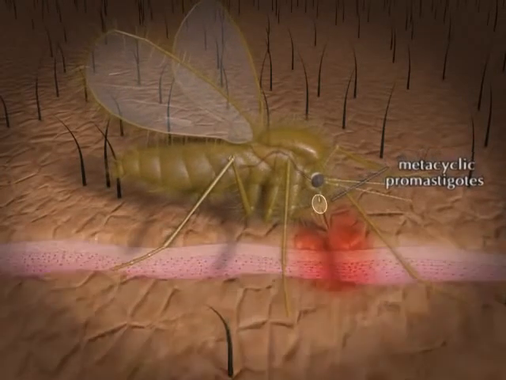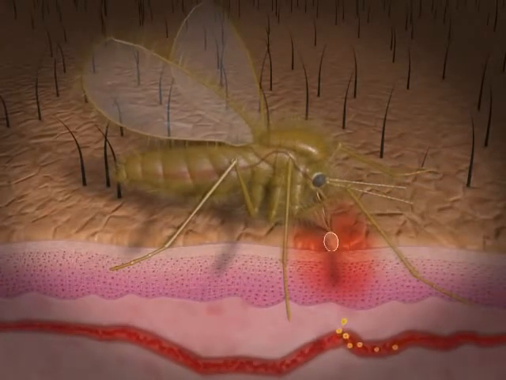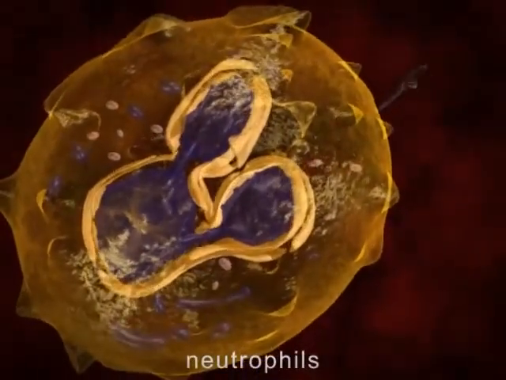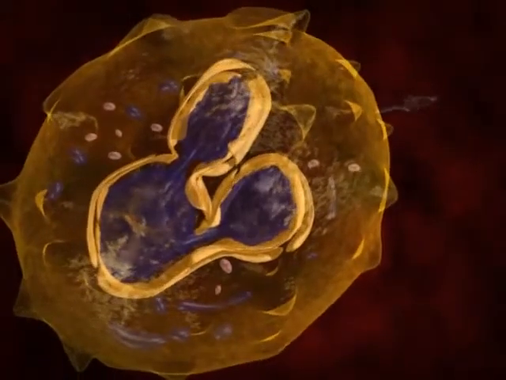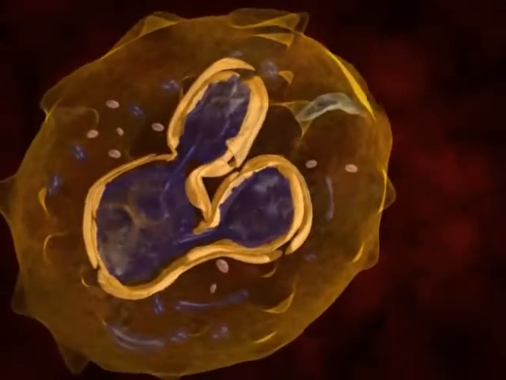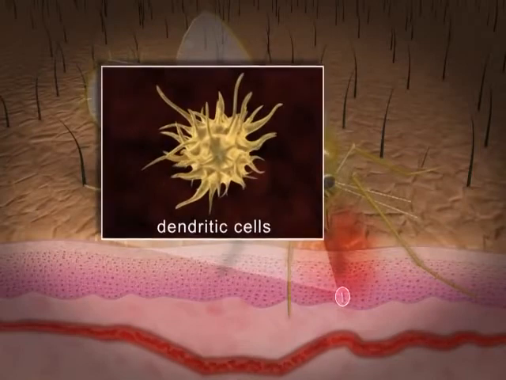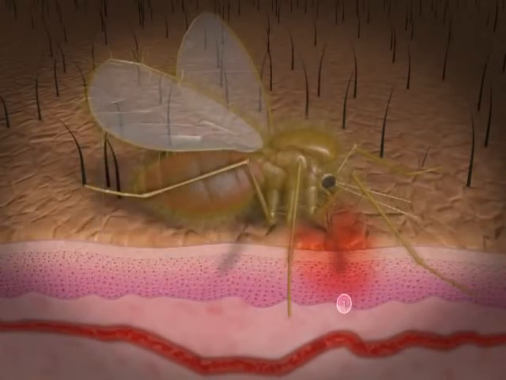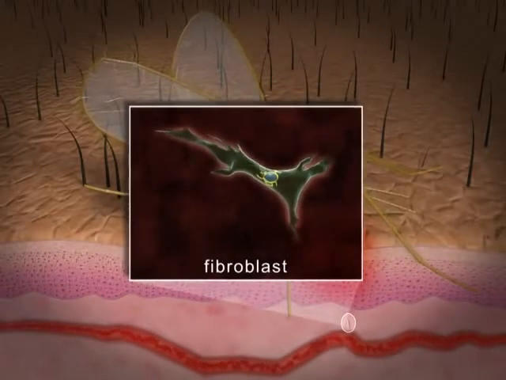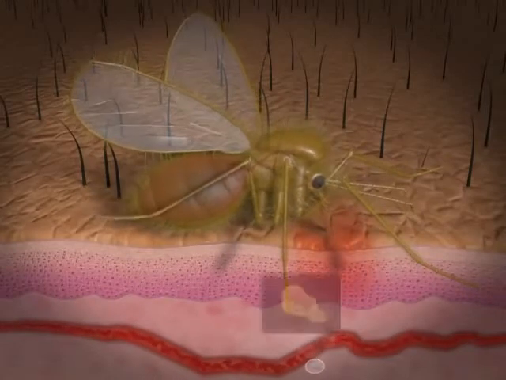Observe that the parasite reaches the mammalian skin and subsequently invades different cell types that it encounters, such as neutrophils that are rapidly recruited to the bite site, dendritic cells, fibroblasts, and mainly the macrophages.